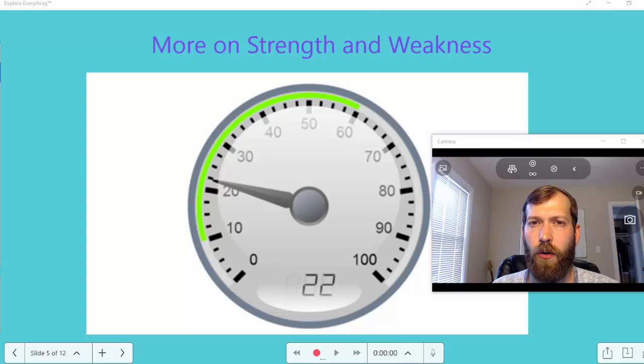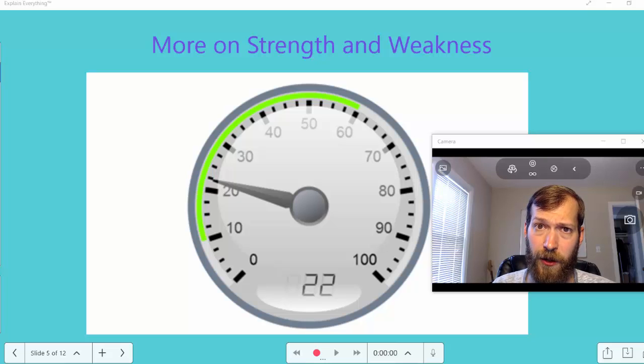So when does an argument get to be considered strong versus when it gets to be considered weak? Well, unlike deductive arguments, which are all or nothing, they're either 100% the conclusion does follow from the premises, or it 100% doesn't.